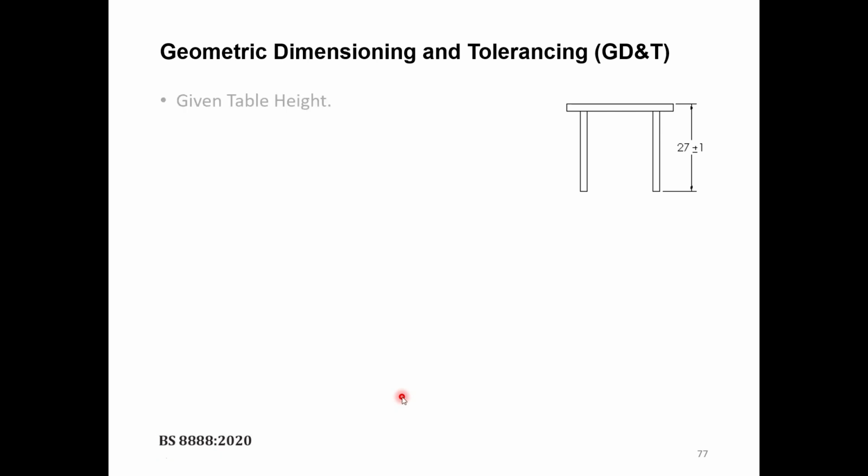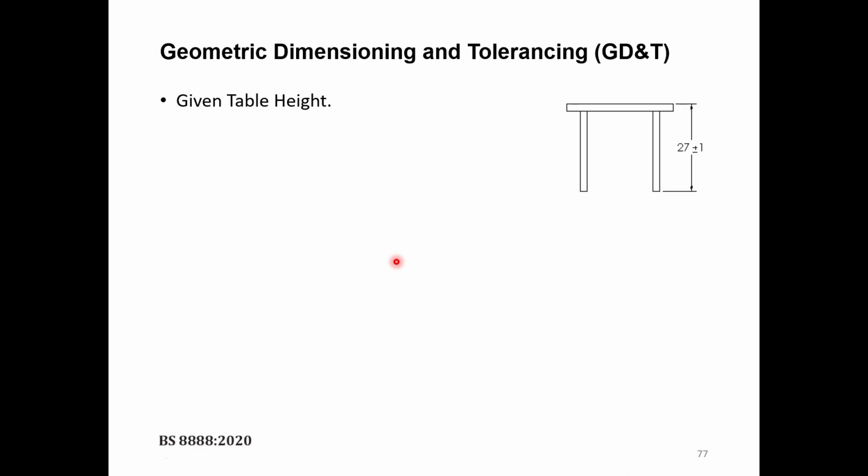So for example, here, if we have a table and the height of this table is 27 and the tolerance is given as plus or minus 1. By the way, this dimension is not according to BS8888. It's just for visualization only. So the dimensions given here do not comply with BS8888 because in BS8888 we have a continuous line here and the dimensions are written outside this line.